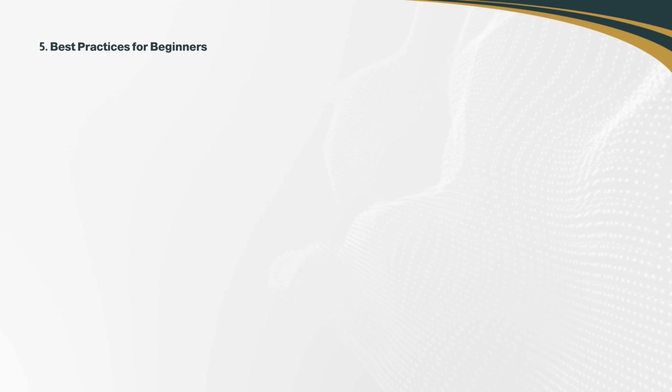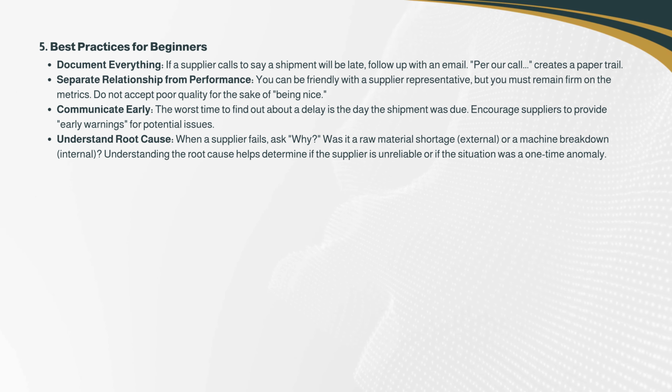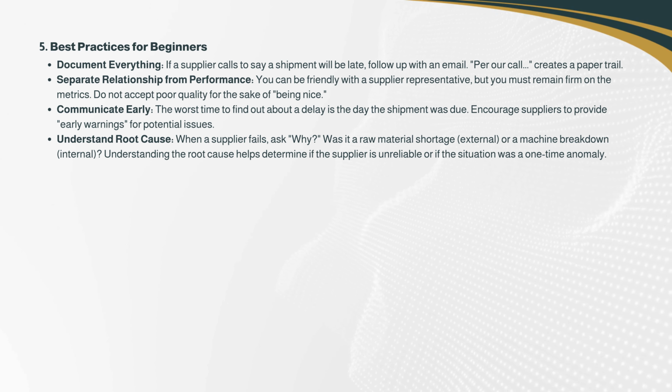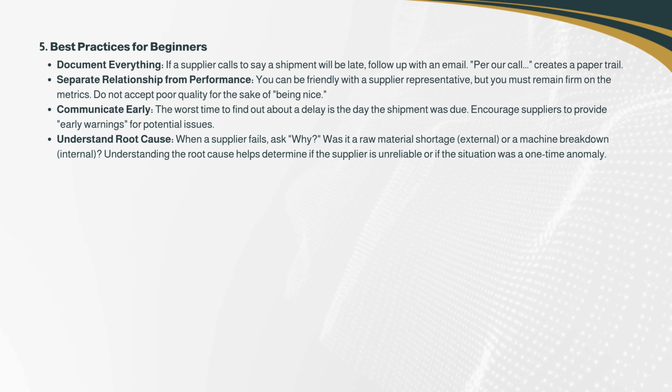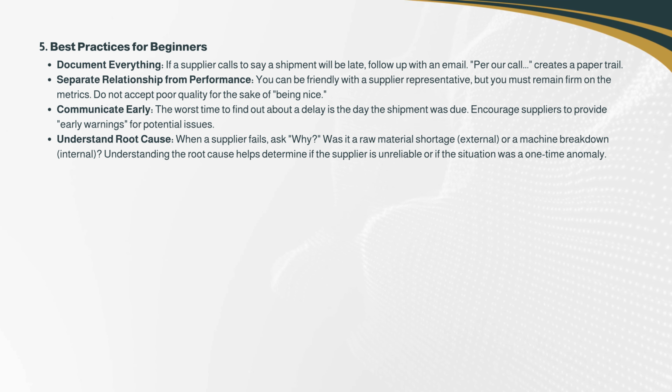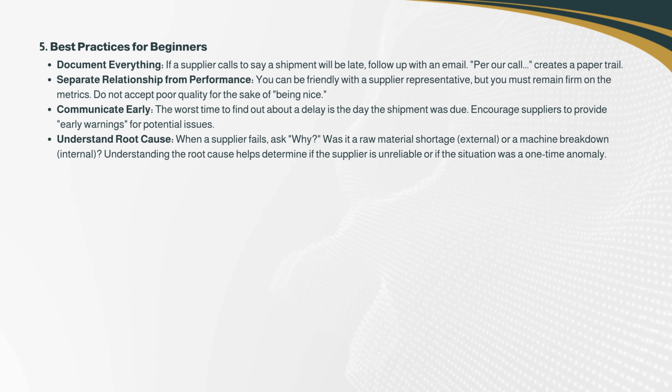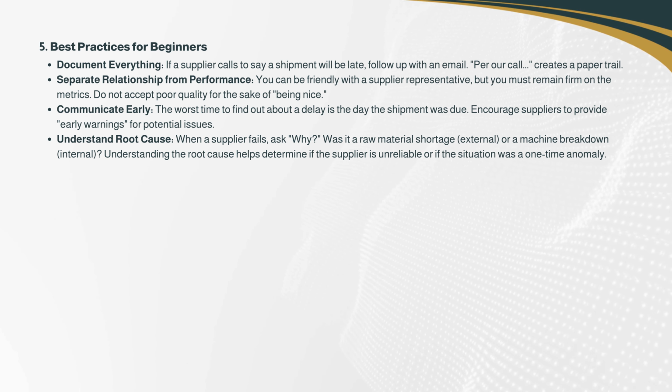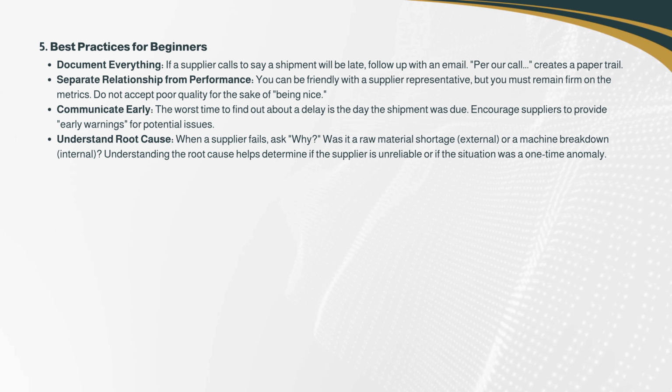5. Best practices for beginners. Document everything. If a supplier calls to say a shipment will be late, follow up with an email. A phone call creates no paper trail. Separate relationship from performance. You can be friendly with a supplier representative, but you must remain firm on the metrics. Do not accept poor quality for the sake of being nice.